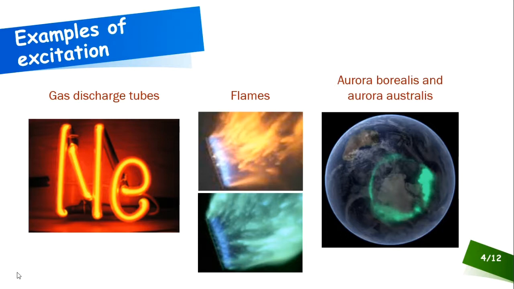The aurora borealis or australis is another example we see in the natural phenomenon. The lights that we see in the sky, that's just an example of excitation. The electrons that are in the individual atoms of the gases in the atmosphere are being excited. They're moving to a higher energy level, and so they give off light when they come back down to their natural state.